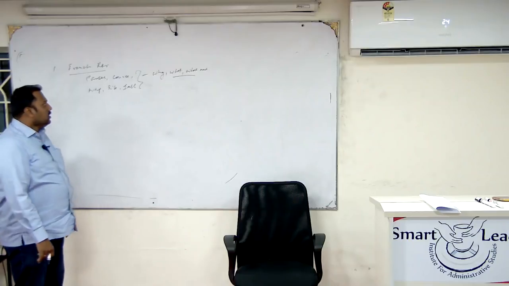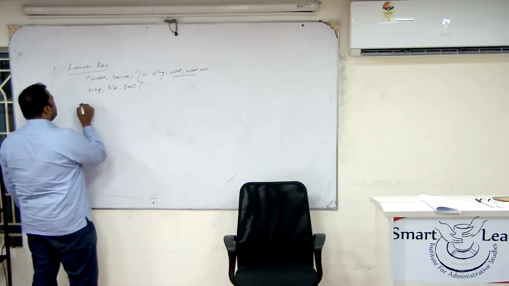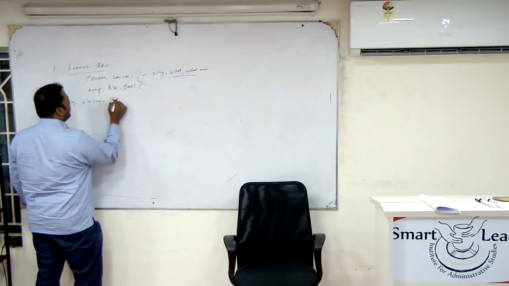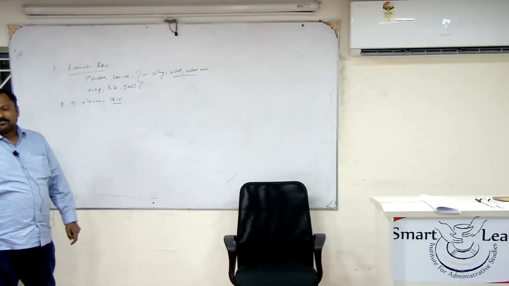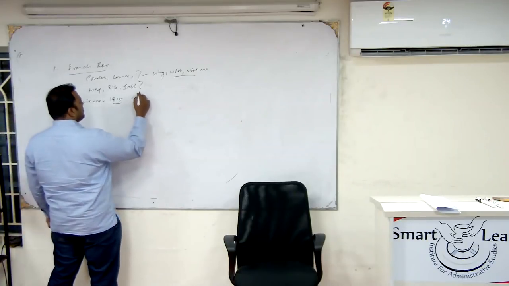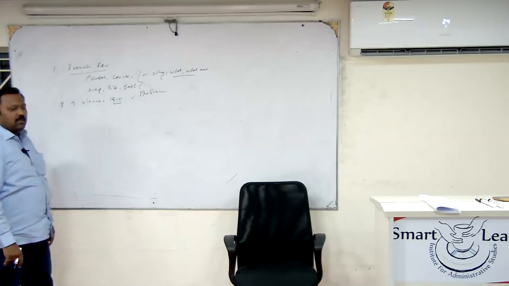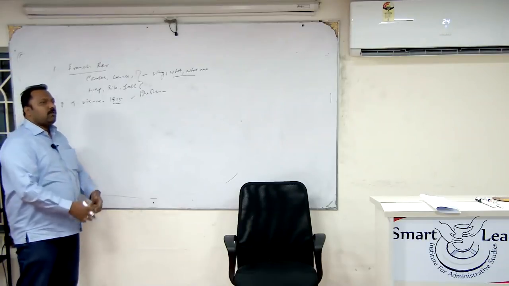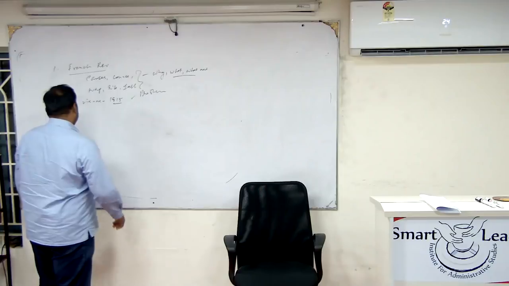Then, of course, after the fall of Napoleon, I'm going to speak about the Treaty of Vienna, 1815. I'll speak about the Treaty of Vienna and the problems of the Treaty of Vienna. How it was signed? What are the problems of this treaty? That I'm going to speak about.